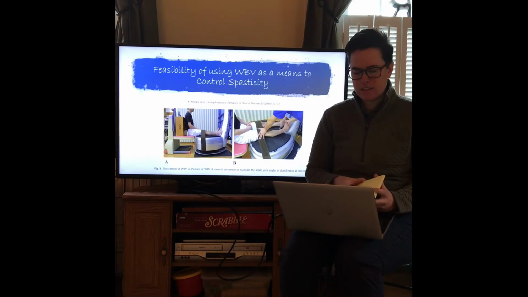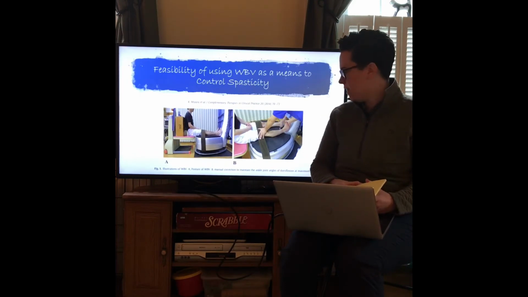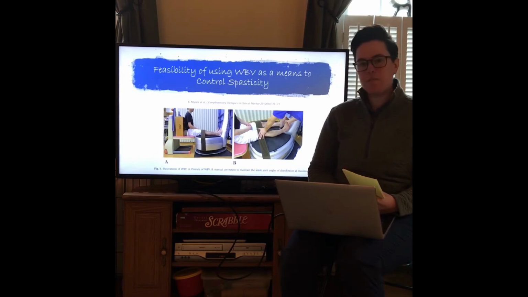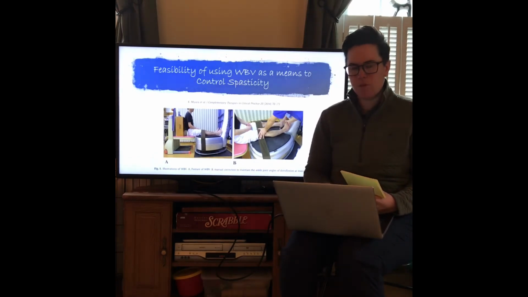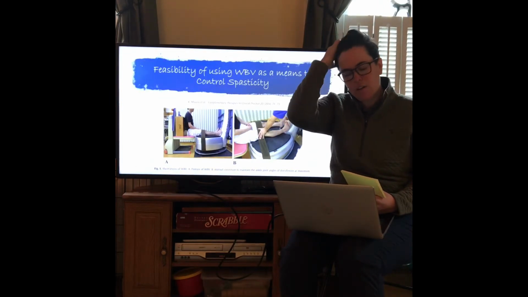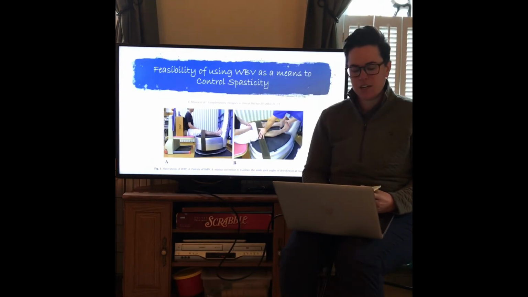So you can see this is an image of the way that the patient was set up. In the second image, in the B, the therapist is manually providing full dorsiflexion in the ankle, as well as full extension in the knee if necessary. And so the patient was positioned this way for 5 minutes to receive the vibration coming up through that plate.